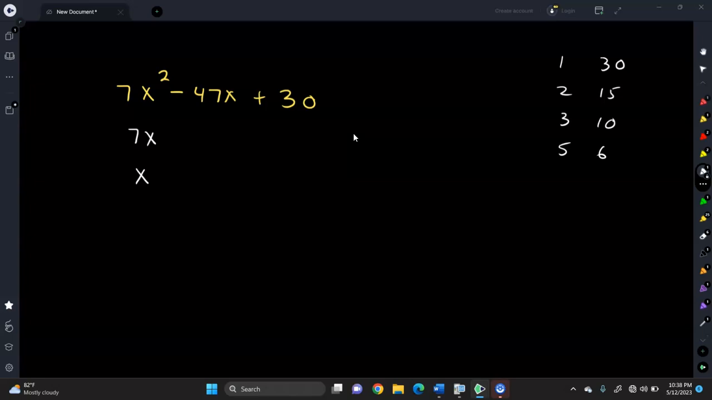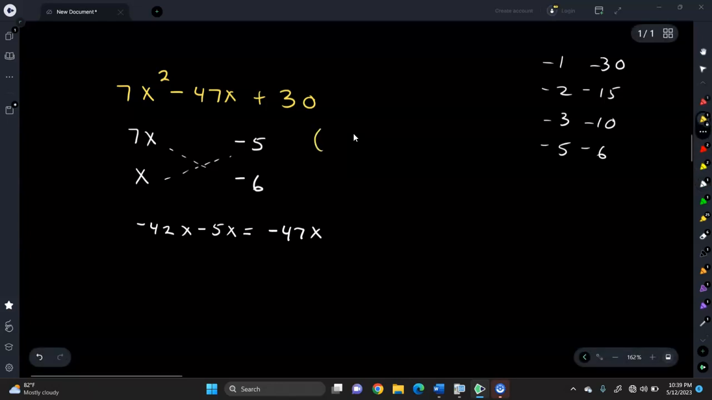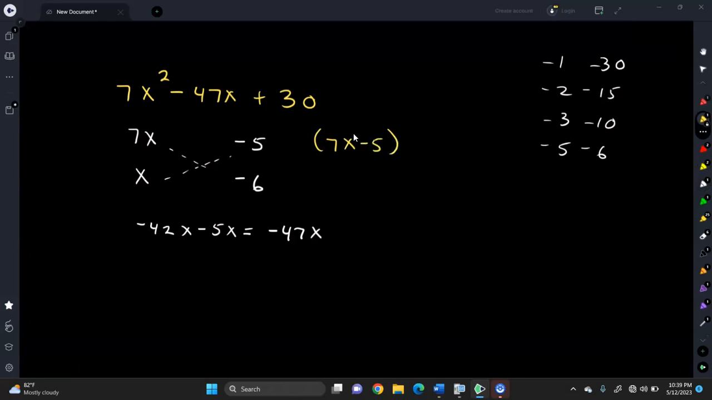Now the 30 is positive, but they have to add up to a negative, which means they're both going to be negative. Once you list your numbers here, you can kind of see it. It doesn't take long to see it with these, right? I can see that it's going to be negative 5 and negative 6 because 7x times 6 is negative 42x. X times negative 5 is negative 5x. That adds up to negative 47x. So the correct factors here will be 7x minus 5 times x minus 6.